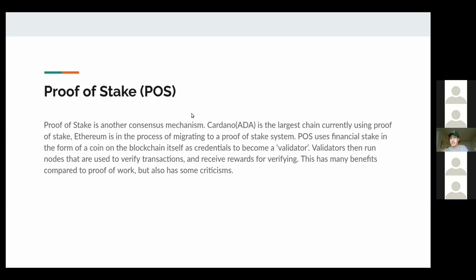So proof of stake is very interesting. And I think it seems like a better system to me. Some people argue that it's not. And it addresses a lot of the concerns that people have about proof of work. So you might have heard Elon Musk and Bill Gates talking about how Bitcoin is bad because it's bad for the environment.